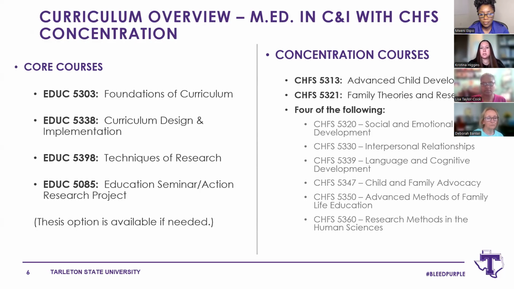2 of these are specified. So we have Advanced Child Development and Family Theories and Research. Everyone would take those 2. And then you can choose 4 of any of the courses we have within our program that are content-based. So social and emotional development, interpersonal relationships, the same ones I mentioned on the slide before. You can select which 4 you would like to take if you're in the Master of Education.